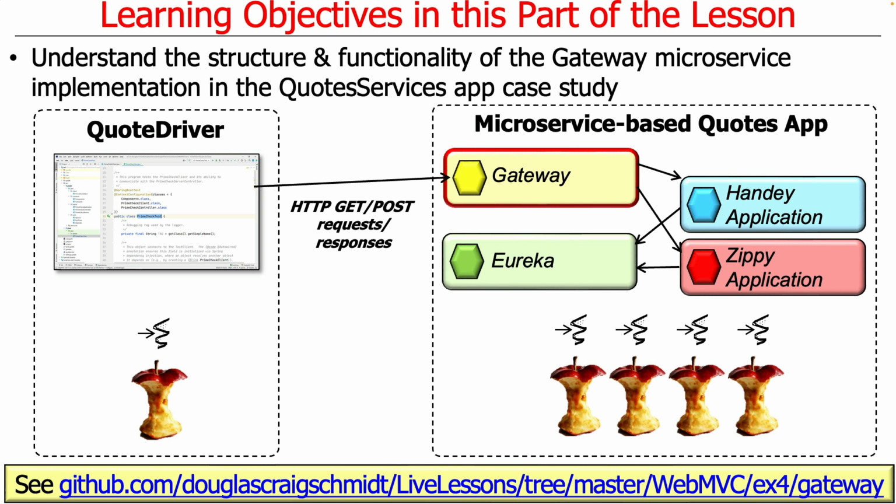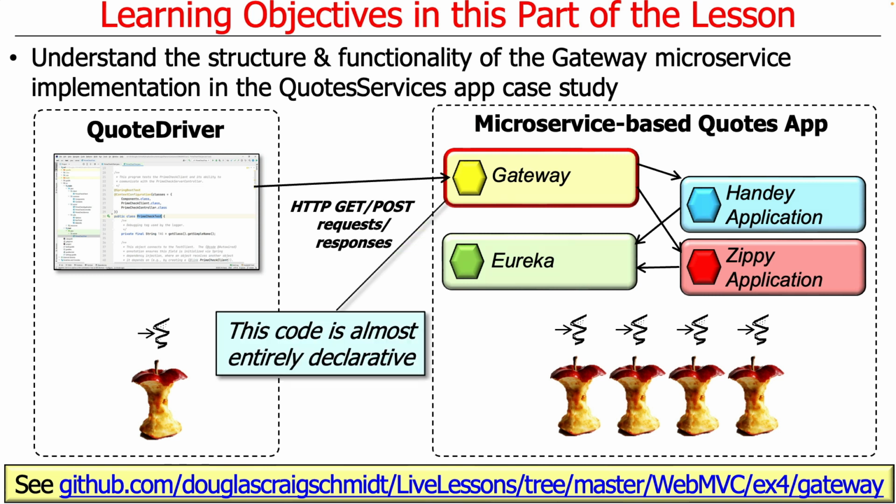It basically takes these synchronous requests that come in and then uses several other things, including something called Eureka, which we'll talk about briefly here, and we'll talk about it more in the next part of the lesson. And then these are the actual microservices that are doing the work.